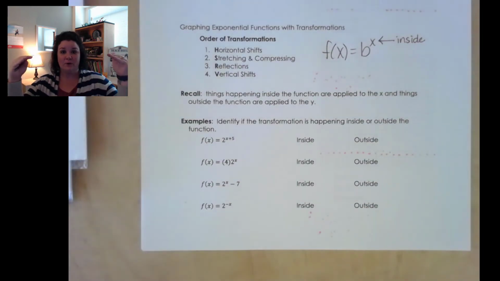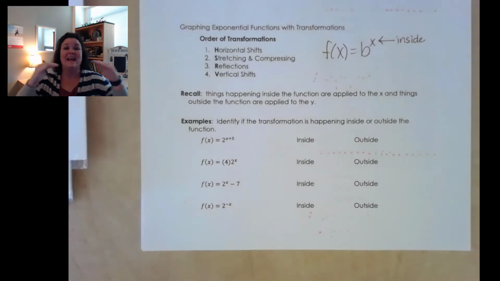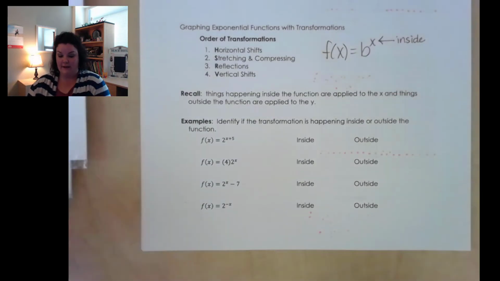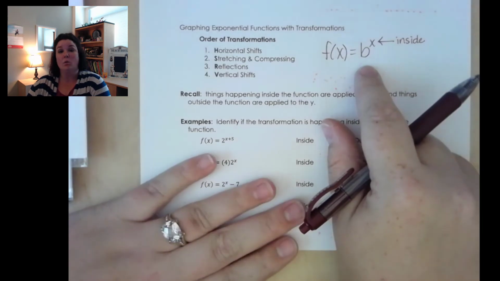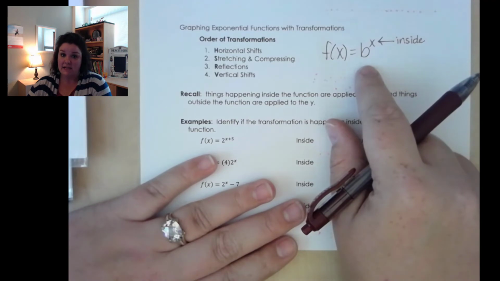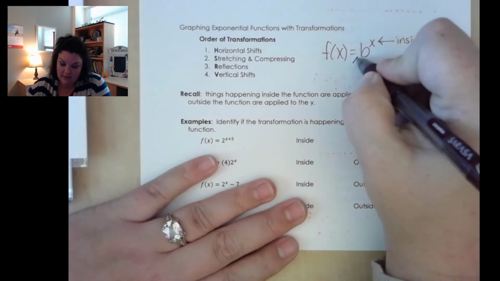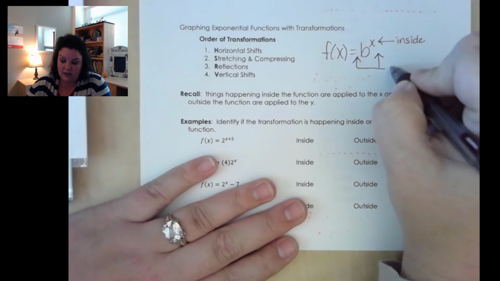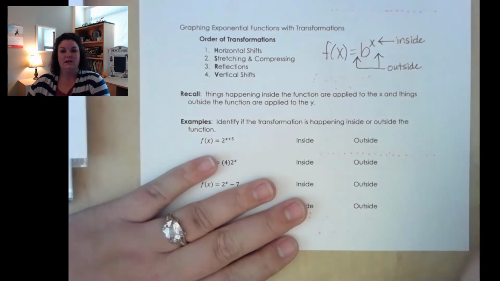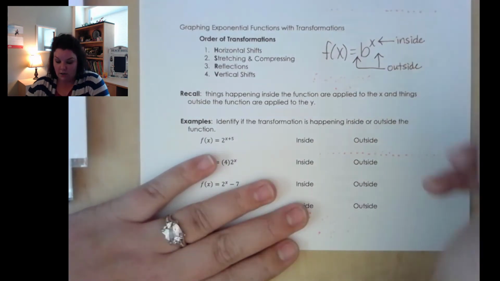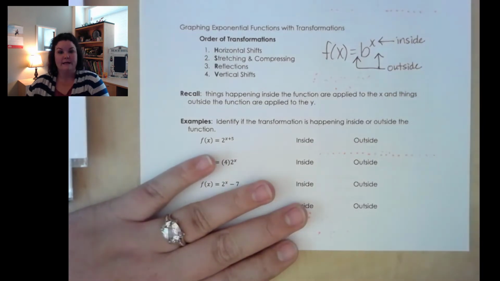So anything in the exponent affects the x. That's where our left-right shifts are. That's where our reflections involving negating the x will be. That's where our horizontal stretching and shrinking will be, wherever that x is, which is inside the exponent, okay? If it's something that's going to be applied to the y, then it has to be outside the function, or in this case, outside the exponent. So anything being added, subtracted, multiplied outside the function is going to be applied to the y value, okay?